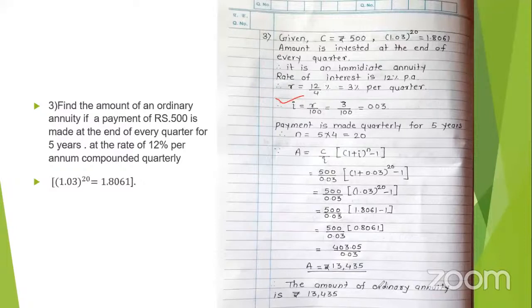Okay, so the amount of ordinary annuity is rupees 13,435. So for this step, when you substitute, and for the final answer, you have 1 mark. So the distribution will be like this.